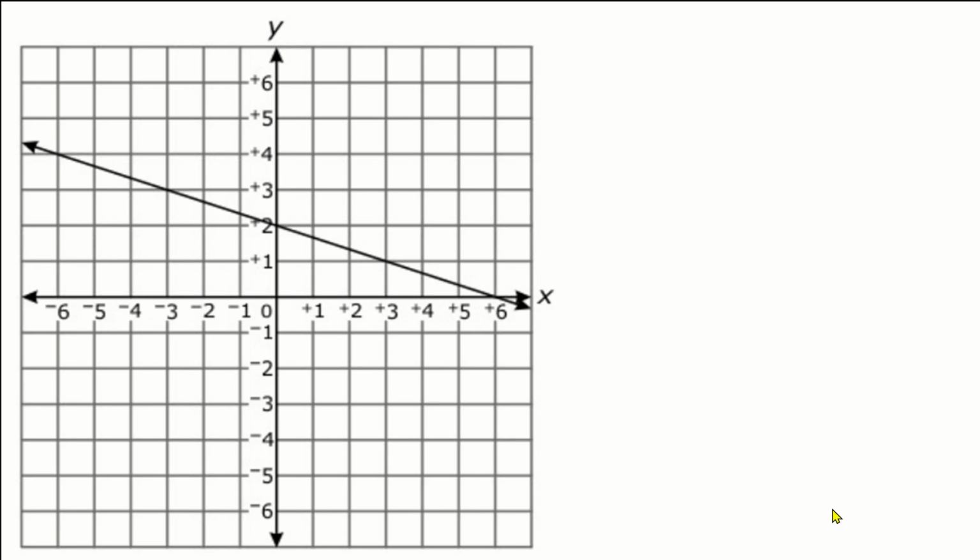All right, find the equation for that graph. So remember, when we're finding the equation, you got your y equals, it's going to be something times x. That something's your slope. And then you add or subtract your y-intercept.